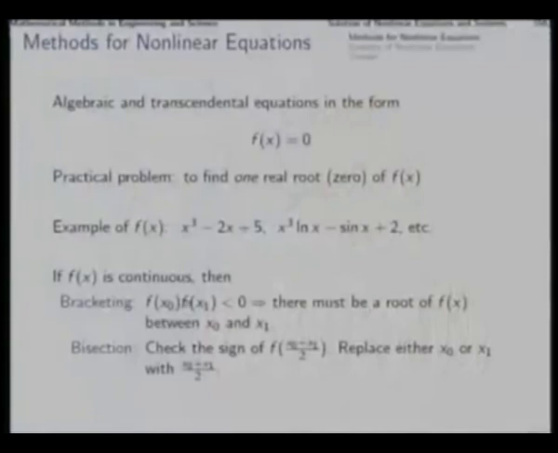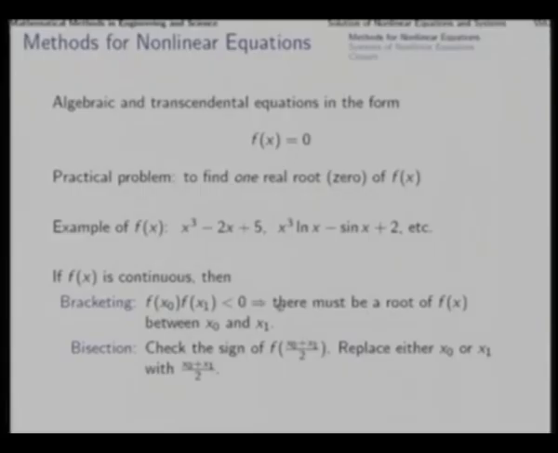If we can identify 2 points, say x0 and x1, in which the function value f of x is of different signs, then if the function is continuous, we can use its continuity to claim that between x0 and x1 there must be a point where the function crosses 0, and that point gives us a root.